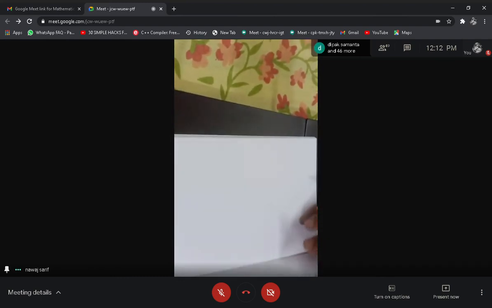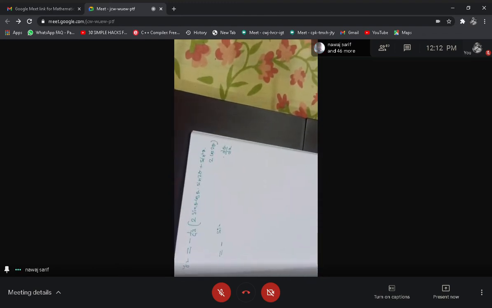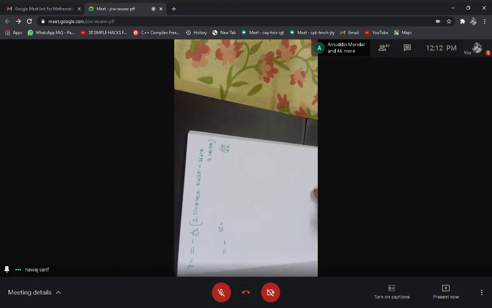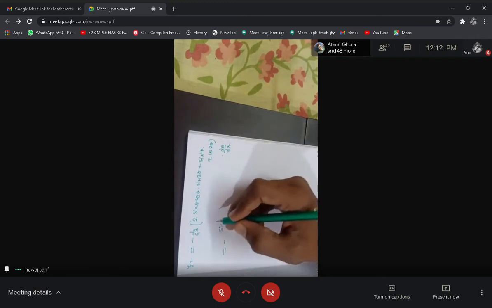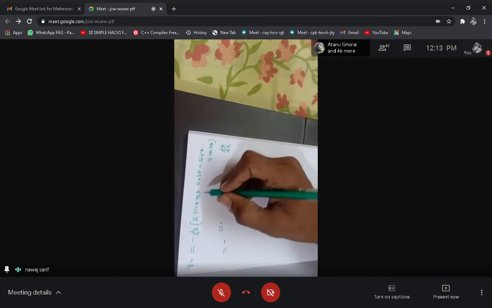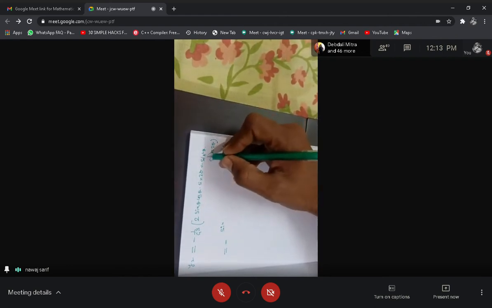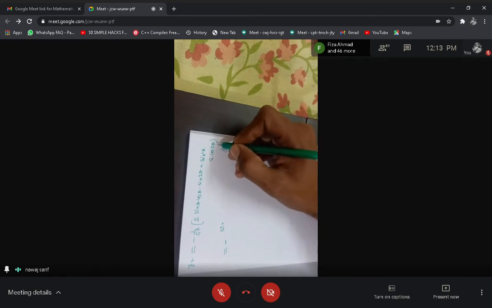What is your y1? Your y1 is minus 1 by a cube sine square theta into sine 2 theta. Is it okay? Then we try to find the derivative of sine square theta and sine 2 theta. First, the derivative of sine square theta is 2 sine theta into cos theta, then the product of the second function is sine 2 theta, then the product of the first function is sine square theta, then 2 cos theta. Okay.